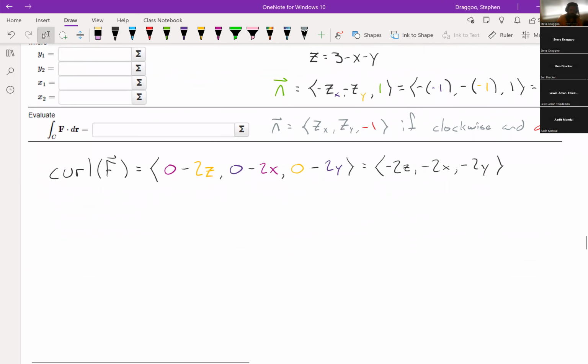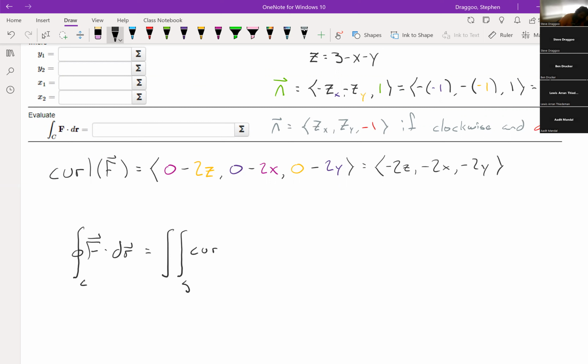We're so close. Let's just state one more time what it is that we're doing. We're supposed to be evaluating the integral of F dot dr along the closed boundary curve C of the surface S. And Stokes' theorem coming in clutch, telling us that instead of evaluating that line integral, we can instead evaluate the surface integral of the curl of F dotted with dS.